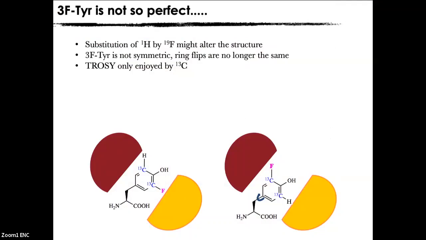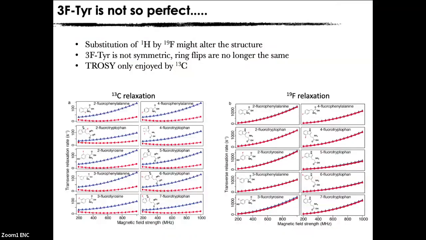Now, the amino acid that we first started off with was tyrosine, and we put the fluorine at the 3 position. This has one problem because we all know the aromatics ring flip, but now the ring flip will no longer be symmetric, and there'll be preferred positions depending upon where the ring flips. And that's one of the problems. And the second problem is that the TROSY is only enjoyed by the carbon that is attached to the fluorine, but not by the fluorine. So we thought we'd mitigate these two problems by a new strategy.